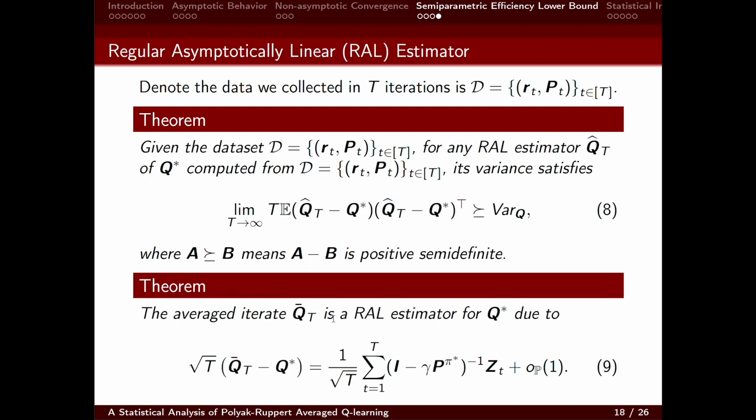And the averaged iterate Q bar T is the optimal RAL estimator for Q star, because we can first show that it is regular, and then it is asymptotically linear due to the decomposition in equation 7. And we can find that this influence function, if we compute its covariance, is exactly VARQ.